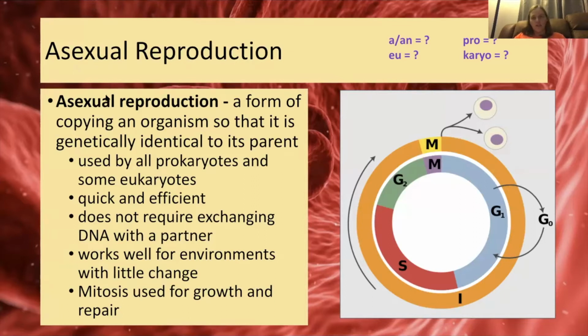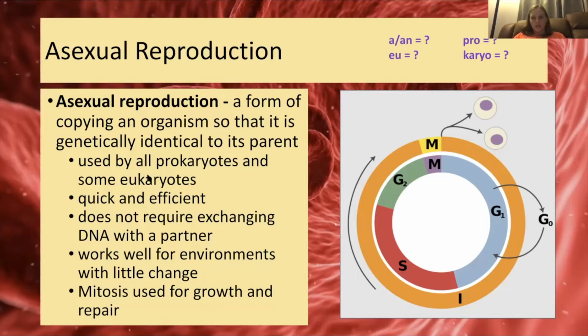So this is a type of reproduction where one organism is going to copy itself so that it has two genetically identical offspring. And those offspring are genetically identical to each other and the parent from where they came. Now, there are different types of asexual reproduction. We're going to focus on mitosis today, which is done by eukaryotes, U for true and karyo for nucleus. So these are organisms whose cells have a nucleus.